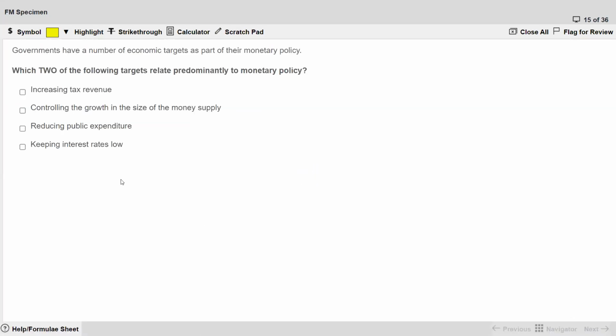Next question that we have says governments have a number of economic targets as part of their monetary policy. Which two of the following targets relate predominantly to monetary policy? Monetary policy actually means the policy undertaken by the government for the money supply in the economy. So increasing tax revenue, no. The money supply is there, yes.